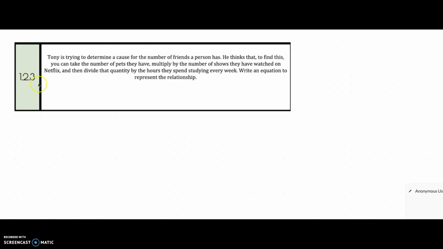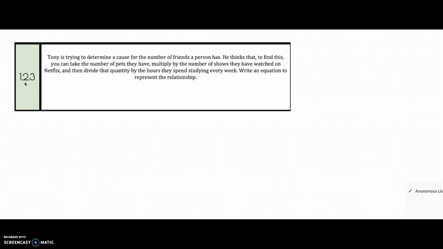So let's go through learning target 1.2.3, which is to write literal equations. This process is super similar to writing linear equations, except that we're going to have a lot more variables in the literal ones. So first let's read and figure out what's going on.